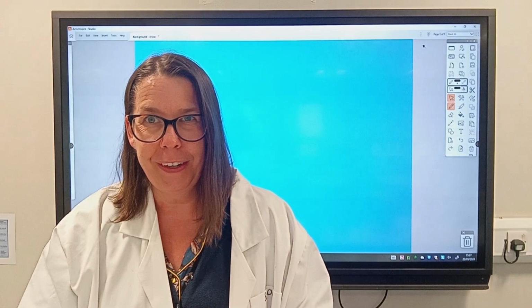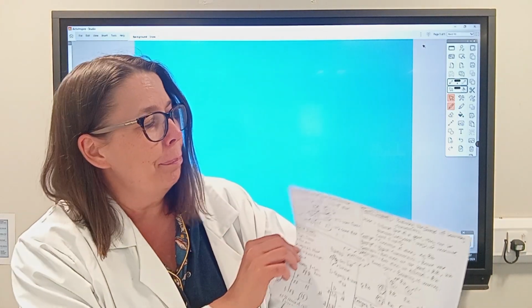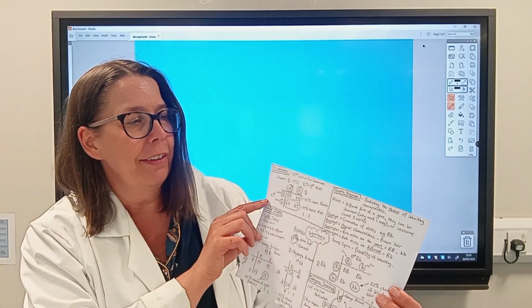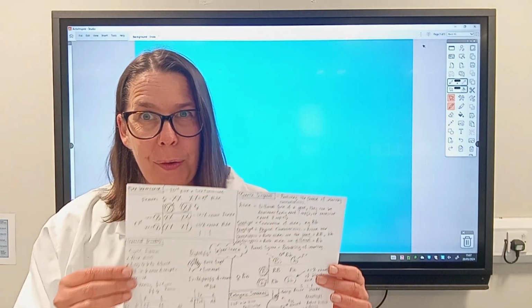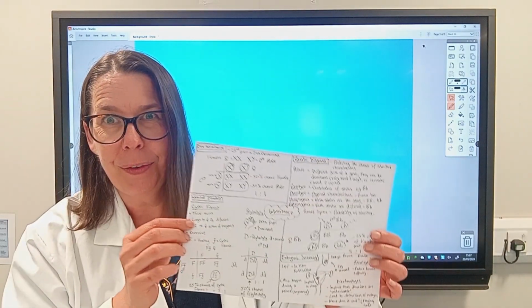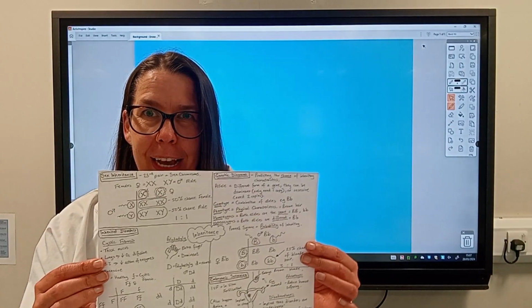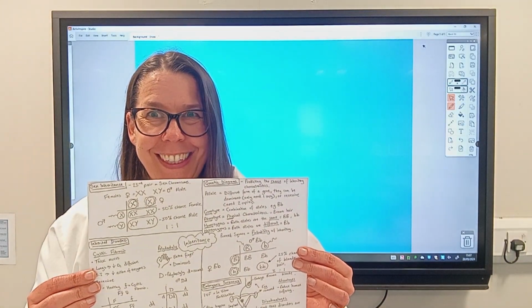So all you need is a sheet of paper in landscape, and then we're going to break it down into looking at sex inheritance, genetic diagrams or Punnett squares, inherited disorders, and then lastly a quick look at embryonic screening. Right, let's get started.